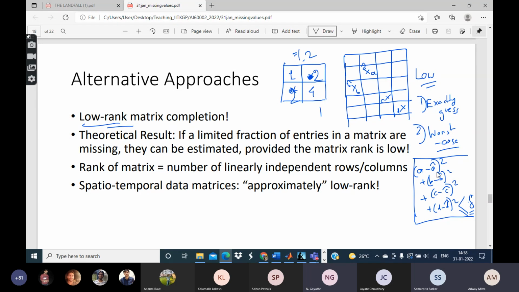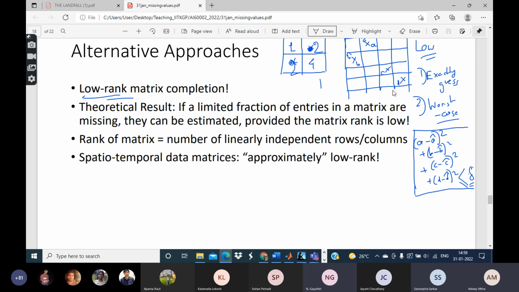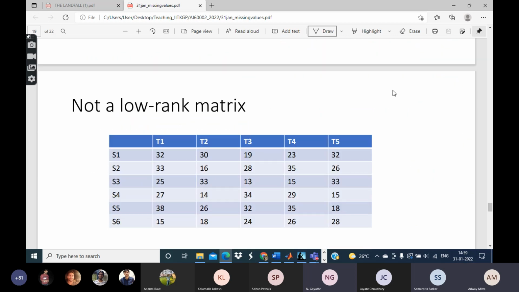Now of course this will be possible only under the assumption that the data is low rank, or at least approximately low rank. What do I mean by approximately low rank? What is a low rank matrix? We all know that the different rows or the different columns are not linearly independent. In other words, each row can be expressed as a linear combination of the other rows. Similarly, each column also.